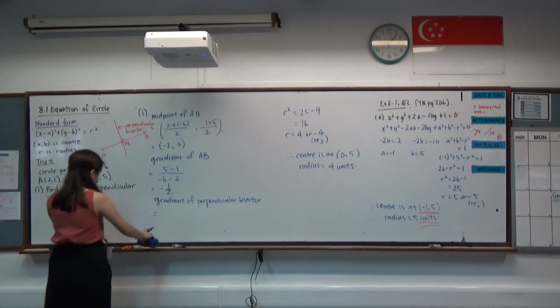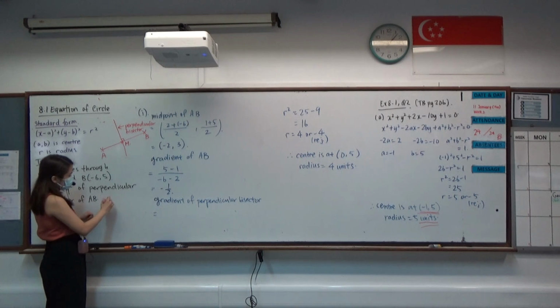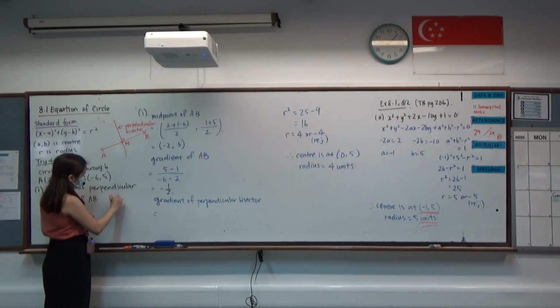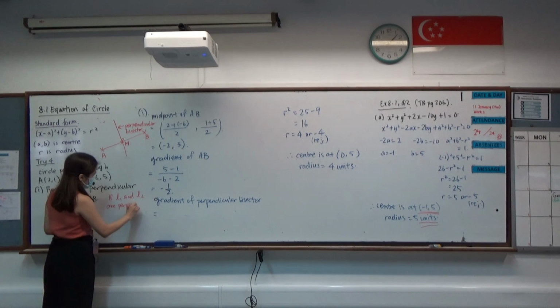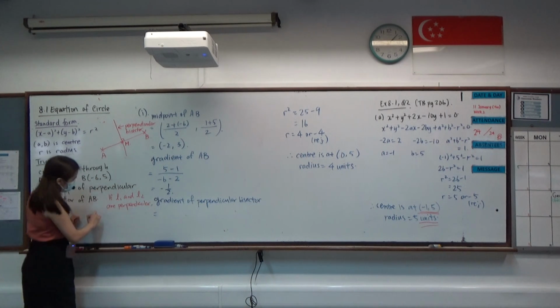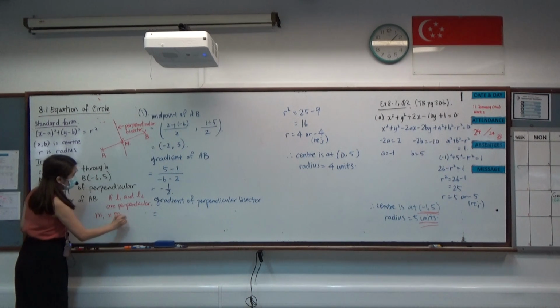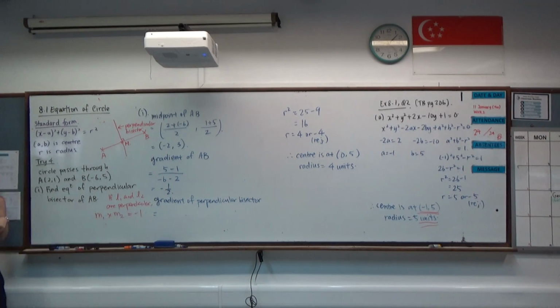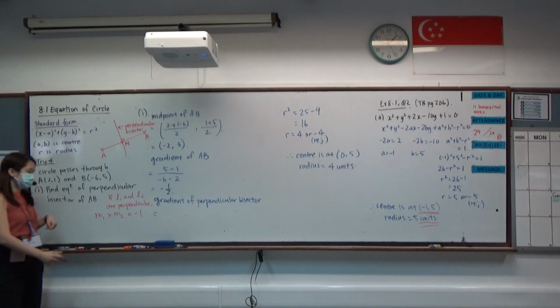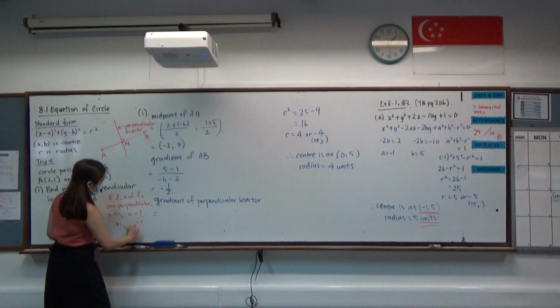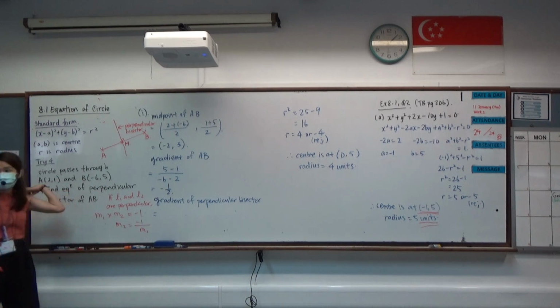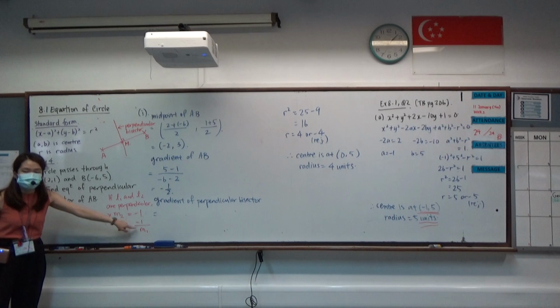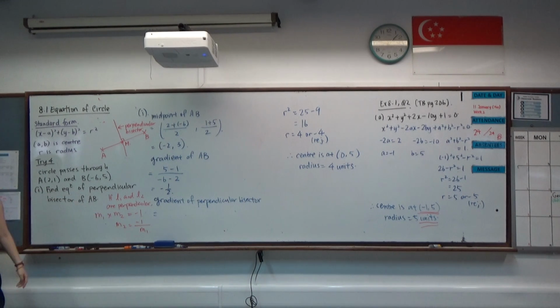Okay, so if you remember, perpendicular lines. So if L1 and L2 are perpendicular, okay, taking M1 and M2 to be the gradients of the perpendicular lines, the product of it will be -1. So that means that the perpendicular line's gradient is negative 1 over the other line's gradient. Okay, so it's a negative reciprocal.